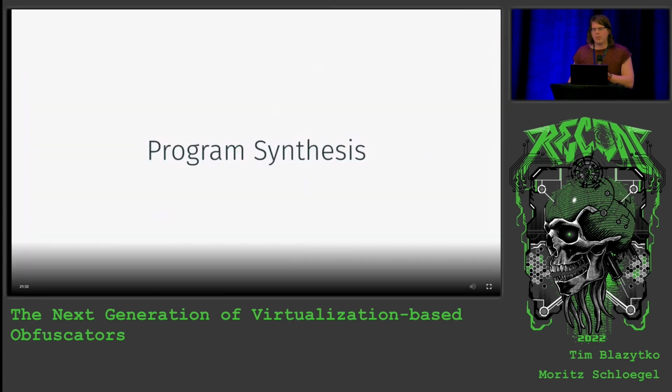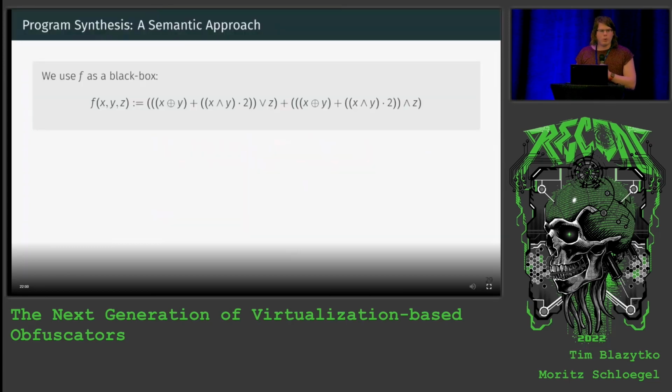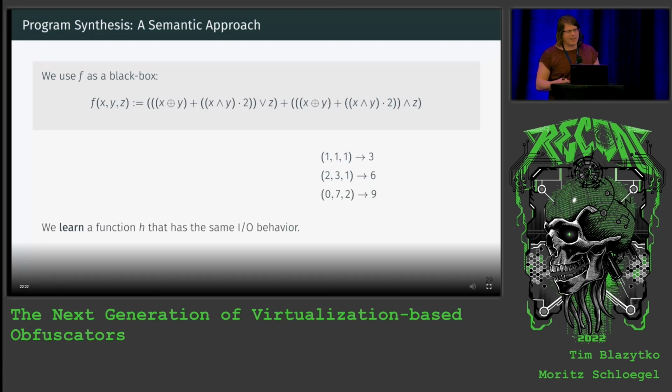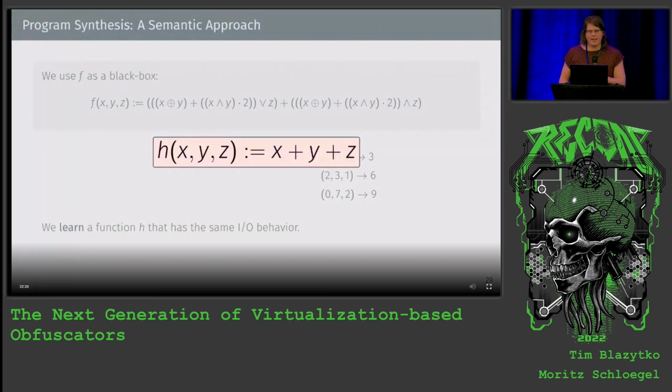There's another approach which doesn't look at the code itself, but is more based on the semantic behavior of the code, which is called program synthesis. We use the code just as a black box and do some random I/O sampling. We generate some inputs, execute the code as an oracle and observe its output. We do it a few times and get an I/O representation which just maps different inputs to different outputs. Then we use some kind of learning which learns a similar function with exactly the same I/O behavior. In this case, we might learn x plus y plus z.